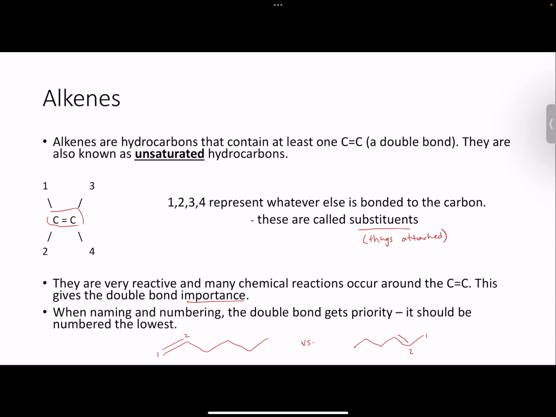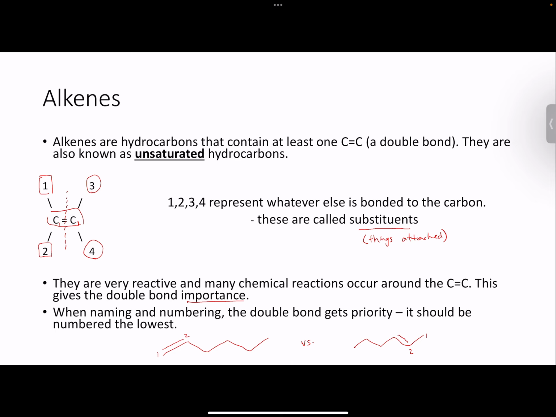So back to these substituents, if we take the double bond and we kind of draw a plane through it, call this carbon 1 and carbon 2. Each carbon will have 2 substituents on it. So carbon 1 has substituent 1 and substituent 2. Carbon 2 has substituent 3 and substituent 4. This is going to be very important to the shape of the molecule and, again, its properties.